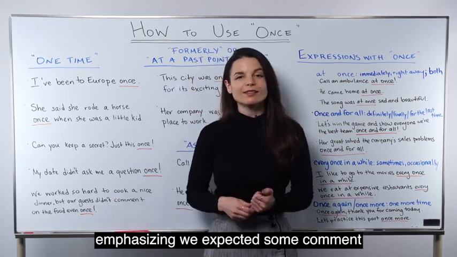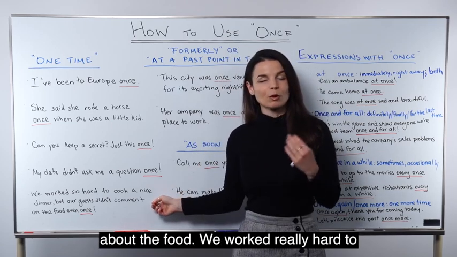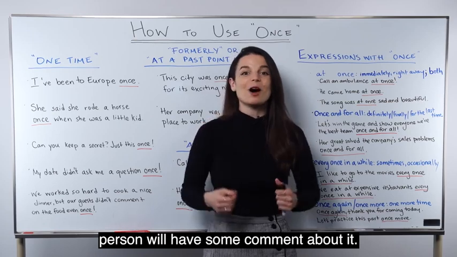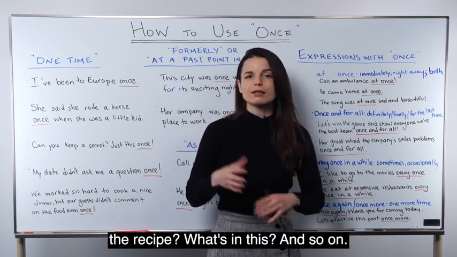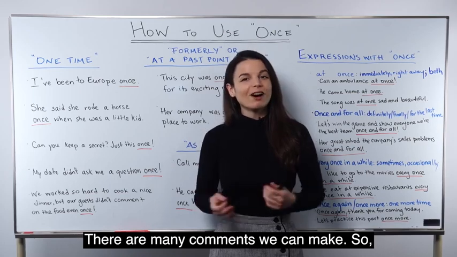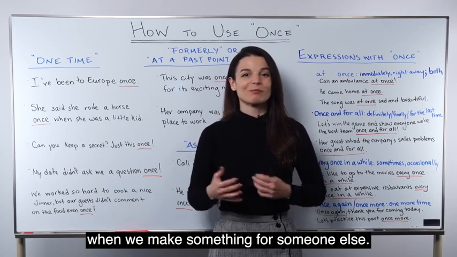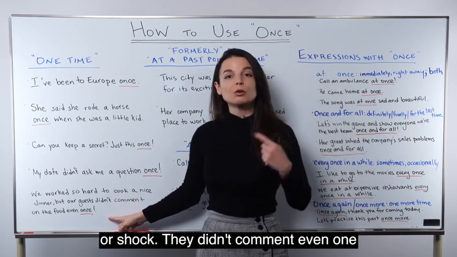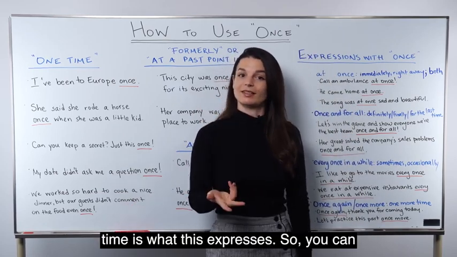So again, we're emphasizing we expected some comment about the food. We worked really hard to cook it, so you think maybe the other person will have some comment about it. This is so delicious. Where did you find the recipe? What's in this? And so on. There are many comments we can make, so we probably expect some kind of comment when we make something for someone else. But the speaker is expressing surprise or shock. They didn't comment even one time, is what this expresses.